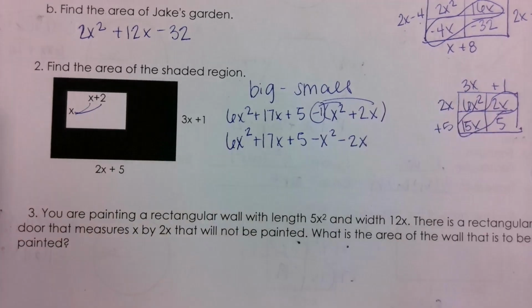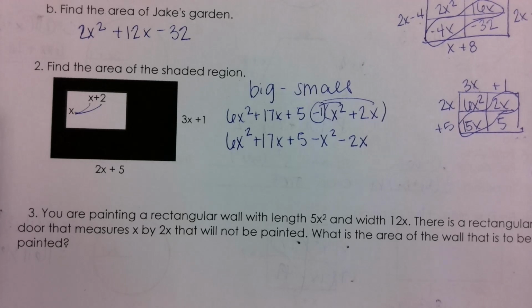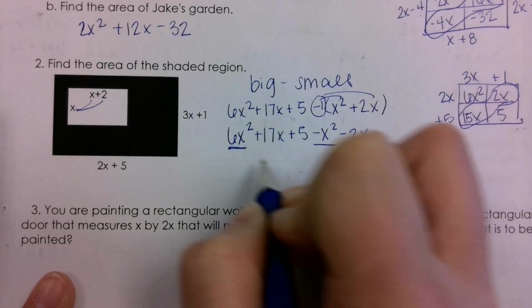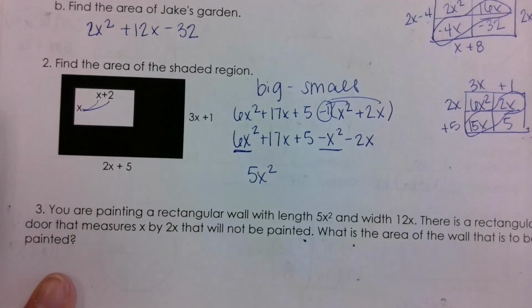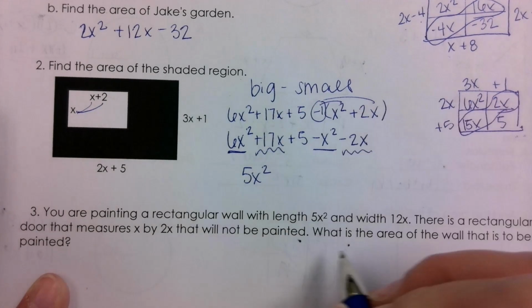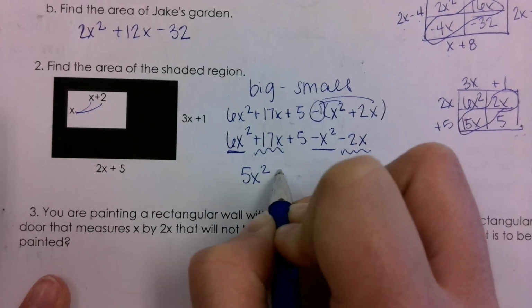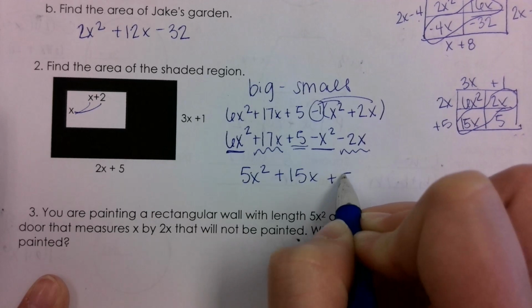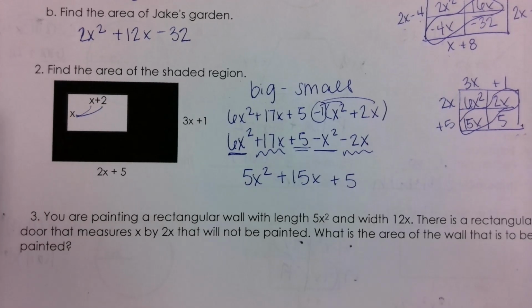And what do we do from there? Subtract, just combine your like terms, yeah? So what are some like terms we have going on? So what is 6x squared minus 1x squared? 5x squared. Any other like terms? 17x minus 2x. What's 17 minus 2? So plus 15x. Then we still had that 5 hanging out, so we'll write plus 5. Questions on that?